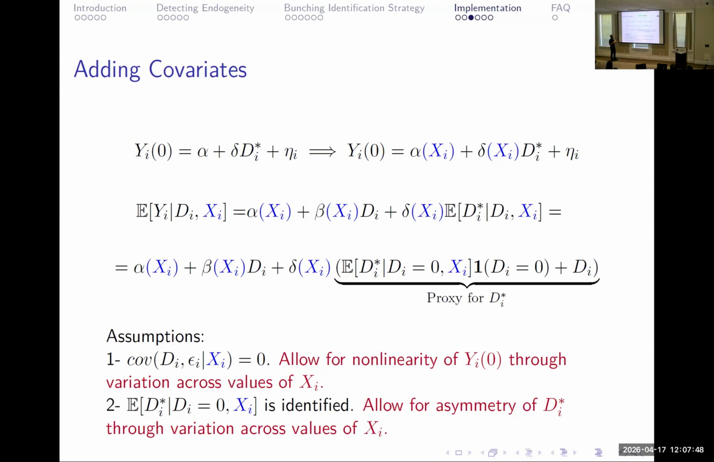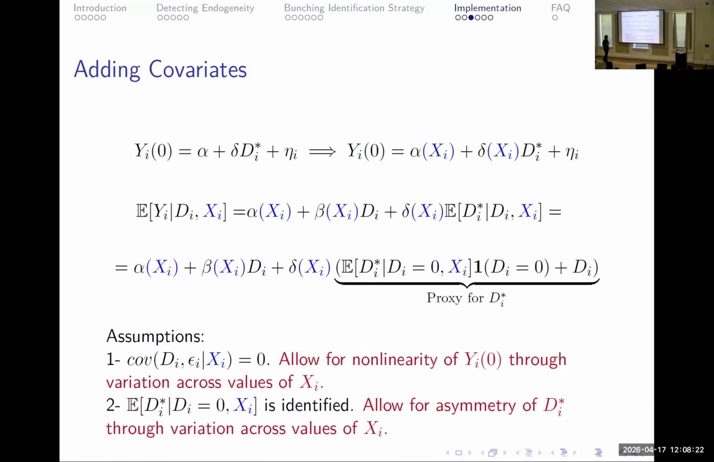Oftentimes, to keep your paper with a cleaner narrative, you might want to restrict yourself to a few dimensions of heterogeneity to focus on, but that's what we have done in many of our papers thus far. You can also talk about the selection effect, which you will see. You can allow that, this delta of x, to go non-parametric, and you can allow this expectation to be well approximated by a non-parametric function for different values of x.